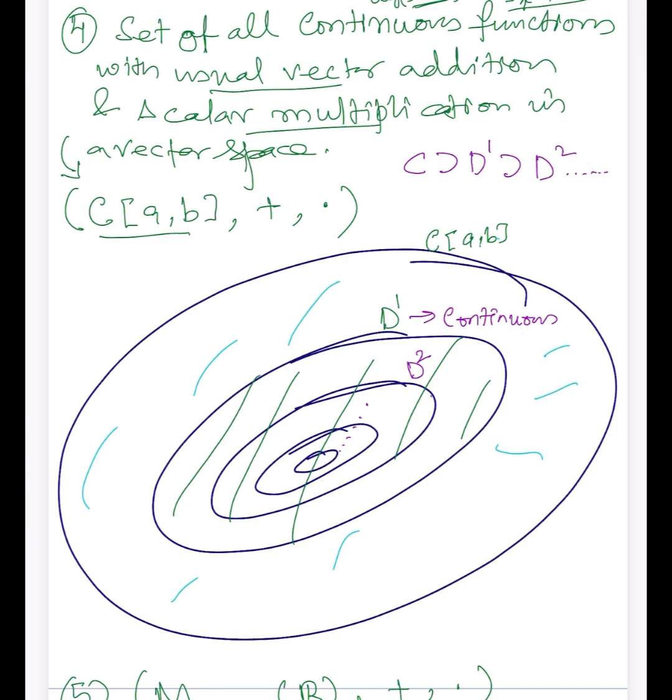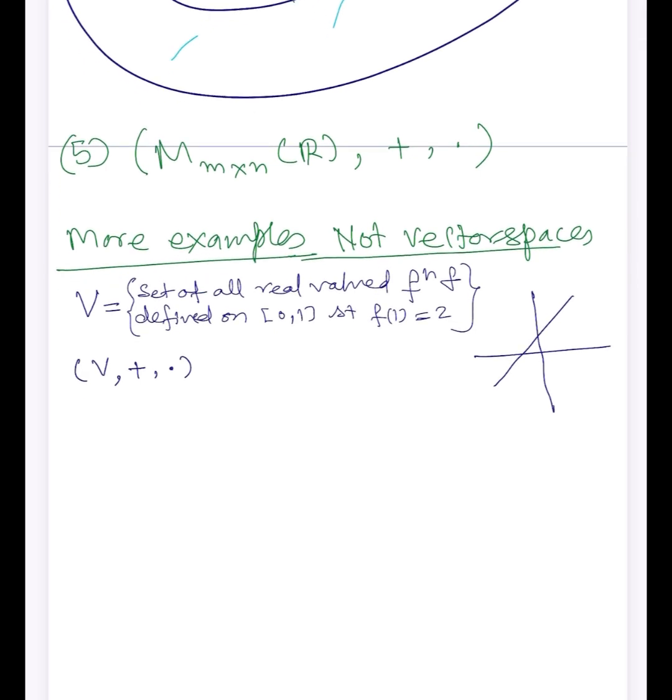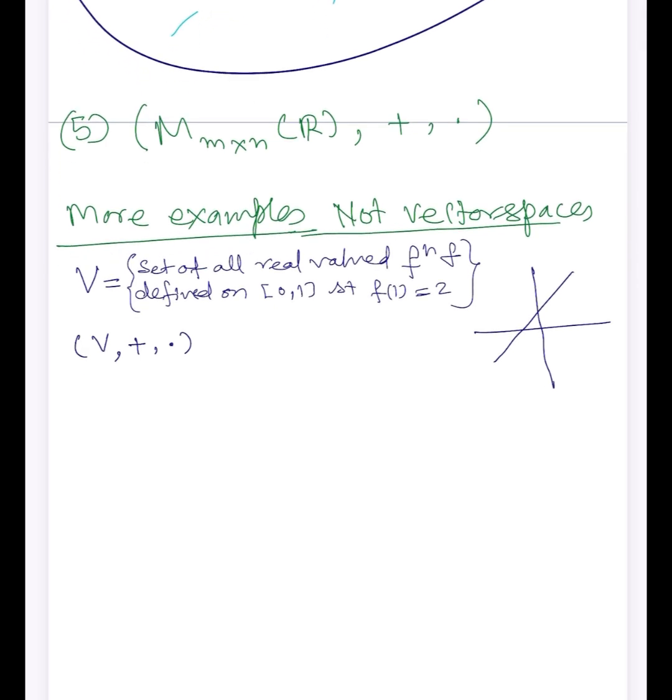Okay. These are other examples, multiple examples I can say. Similarly, the set of all m by n matrices over real entries, meaning the field is real, with the usual addition and scalar multiplication always forms a vector space. So now the question: which spaces are not vector spaces, right?